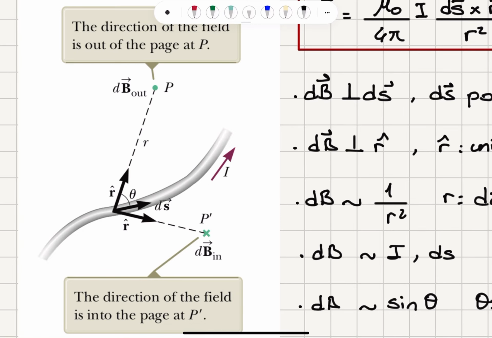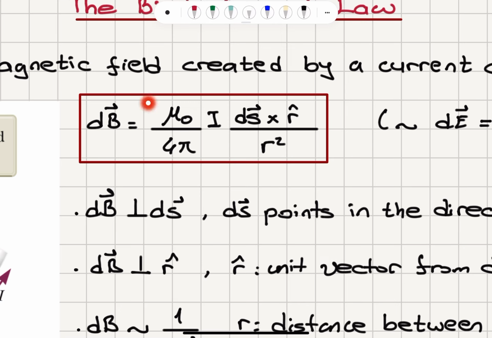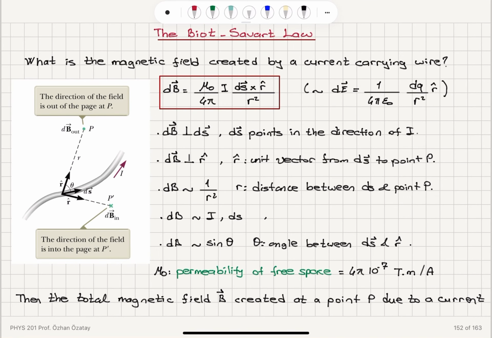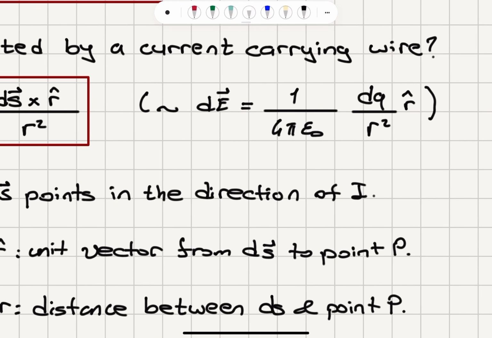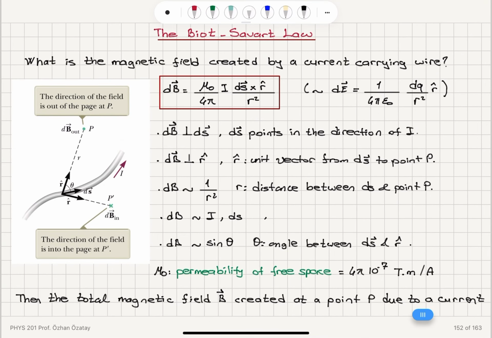Now, how do we calculate the magnitude of this magnetic field? That's given by the Biot-Savart law, mu0, the permeability of free space, divided by 4 pi times the current I, ds cross r hat over r squared, where r hat is a unit vector that points from the line segment towards the point of interest. Now this is basically similar to the electric field due to a charge, 1 over 4 pi epsilon 0, which is k, Coulomb's constant, dq over r squared in the r hat direction. So it is similar to the electric field.